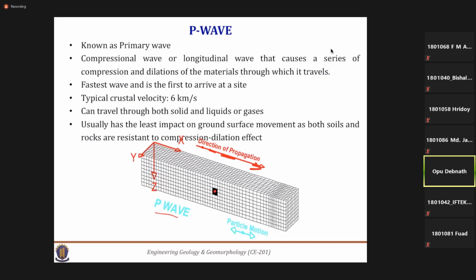And the P wave has less impact on ground surface movement, because solids and rocks resist the compressional and dilation effect. While moving through the earth crust, most of the solid portion, the solid rocks and soil, resist the compressional and dilation effect. That means this wave has less effect.